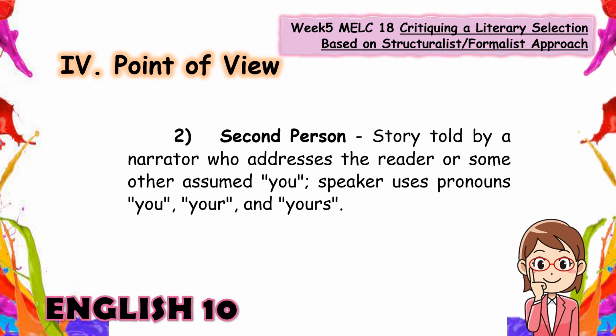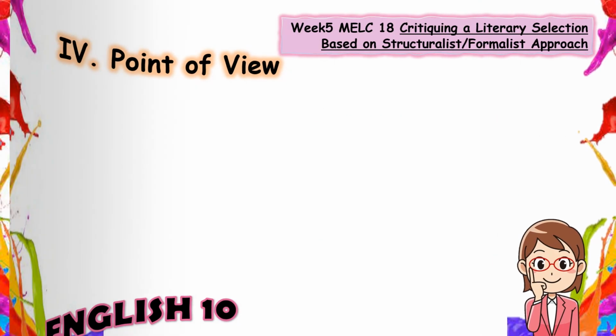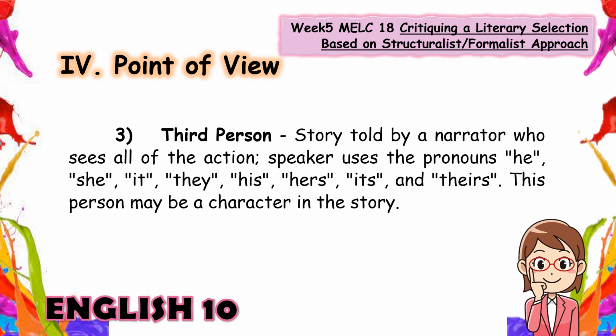For the second person point of view, the story is told by a narrator who addresses the reader or some other assumed you. The speaker uses the pronouns you, your, and yours. Third person point of view is a story told by a narrator who sees all the action. The speaker uses the pronouns he, she, it, they, his, hers, its, and theirs. This person may be a character in the story.